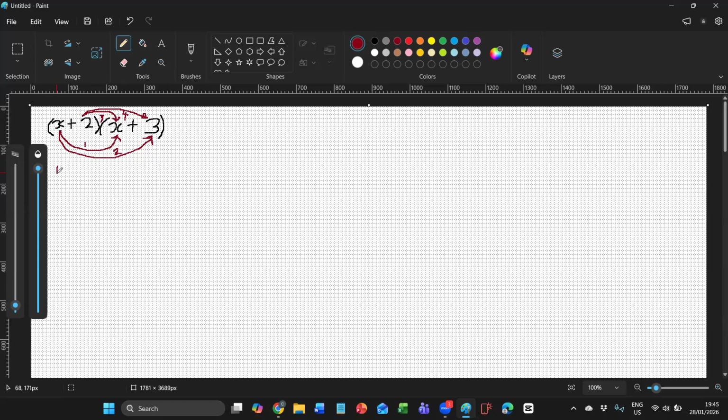For step 1, x times x is what? X squared, isn't it? Now look at step 2. Step 2 is x times plus 3. Again, I'm saying it as plus 3 because of the sign. And x times plus 3 is going to be what? Plus 3x. Okay, take note.